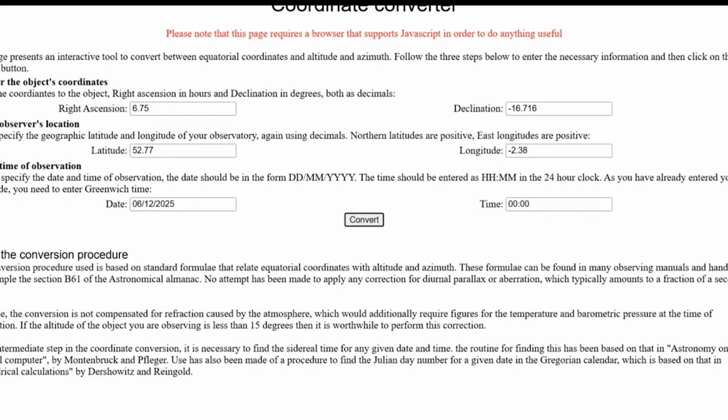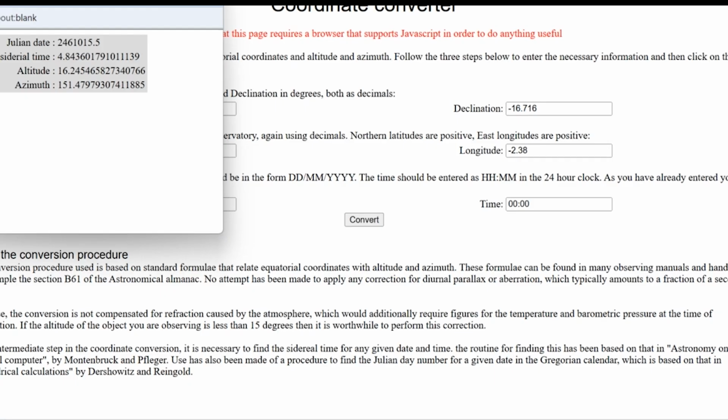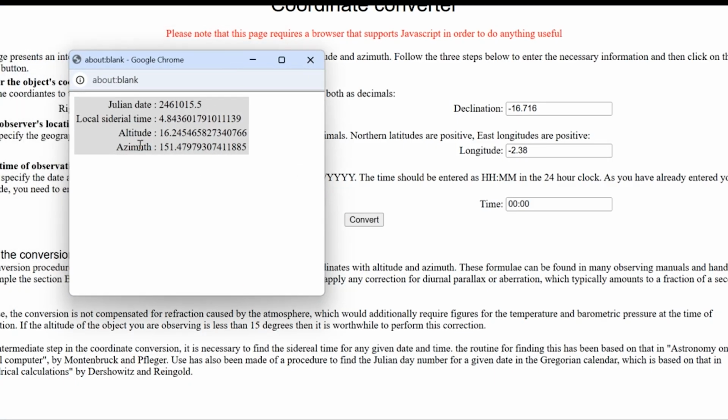Another potential issue is converting from RA and dec into altitude and azimuth. Thankfully, this is something that you can find online. So, for example, here's a converter provided by the University of Cambridge. All you have to do is provide the RA, dec, your location, date, time, and credit card details, and it will calculate the altitude and azimuth for you. Okay, not the credit card details, but you do need the rest.